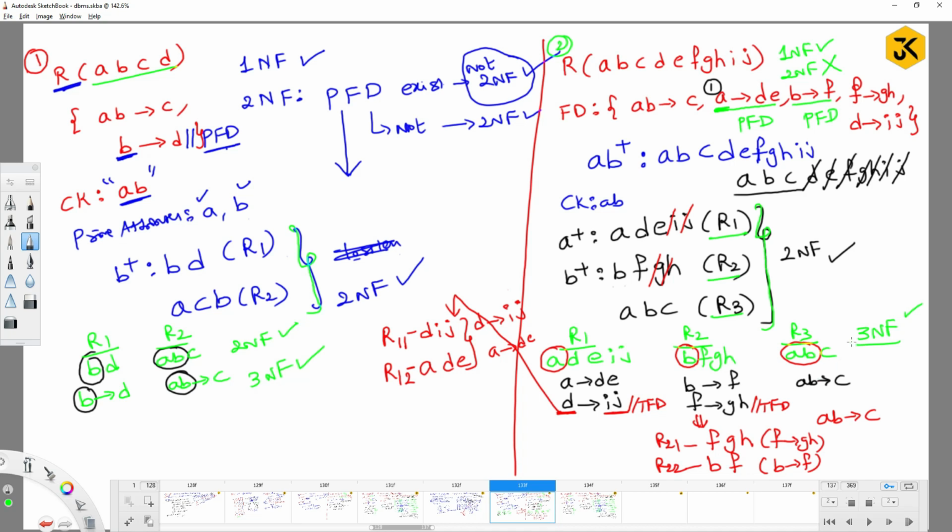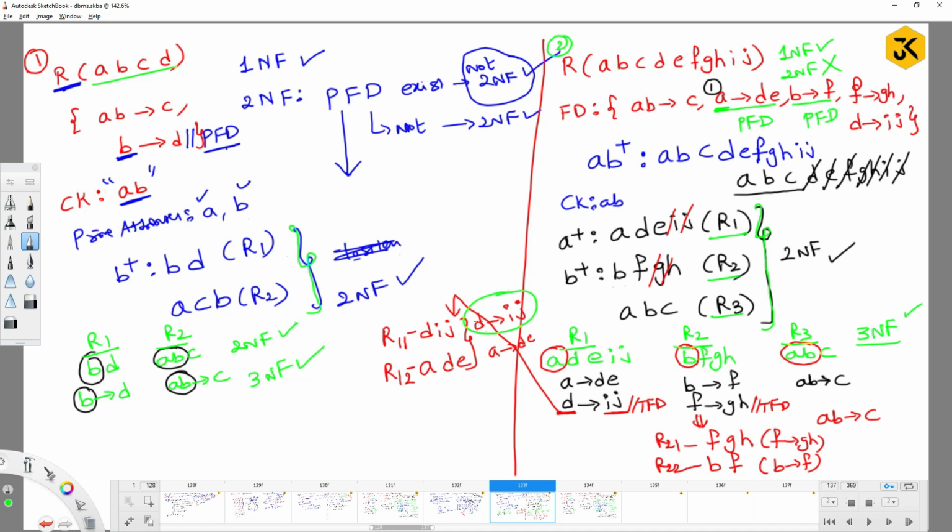Or else, if you want, you can just check for clarity. If only one FD is possible in a relation, definitely it will follow 3NF. Why? Definitely that one should be a kind of candidate key. If it is a candidate key, then only it will become an FD. So if you take here, D determines IJ, as only one FD is there, definitely that should be a key. So once it is a key, it is free from transitive functional dependency.